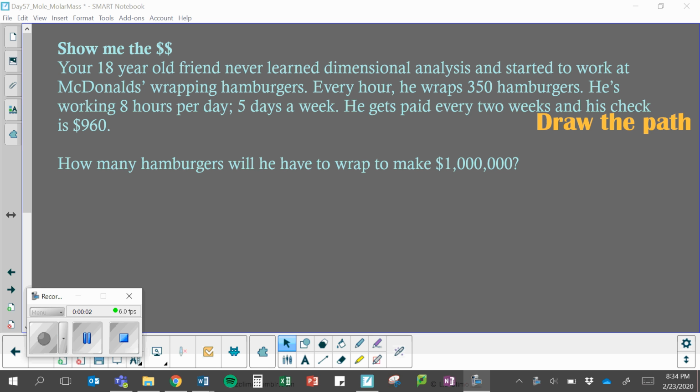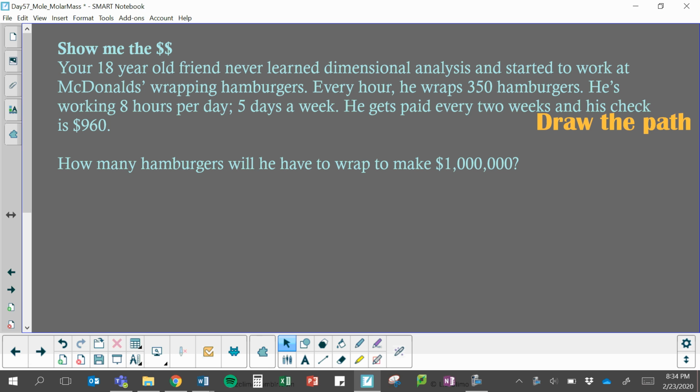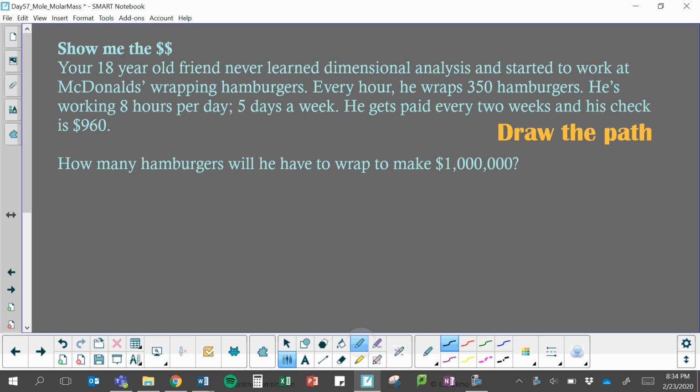Hey guys, so I'm going to go through the lesson in case you missed it or if you want to review. So the first thing I had you do is look at a problem where you have multiple steps converting units and draw the path. This is a technique that can be helpful if you're stuck and don't know where to start. In this example, we want to find out how many hamburgers you would have to wrap to make $1 million. So our final unit should be hamburgers.